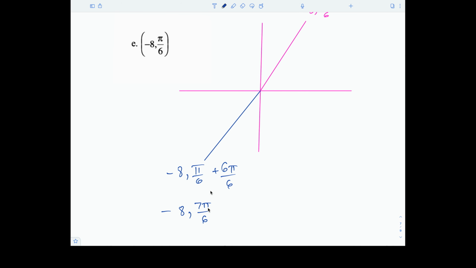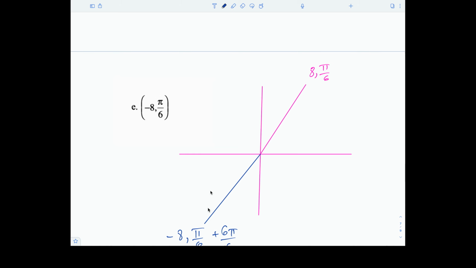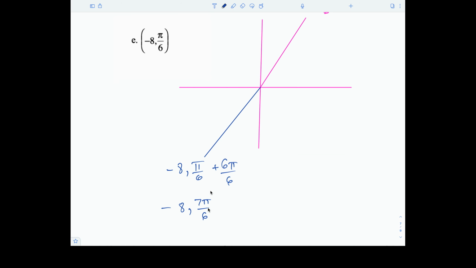And then what else? I'm sorry. This would be positive 8 and 7 pi over 6. This is also negative 8 pi over 6. So let me be clear here. I feel like I'm kind of botching this up a little bit. This is at negative 8 pi over 6. So if I add pi to pi over 6, I get the positive version of it. Sorry about that. Hopefully that's clear.